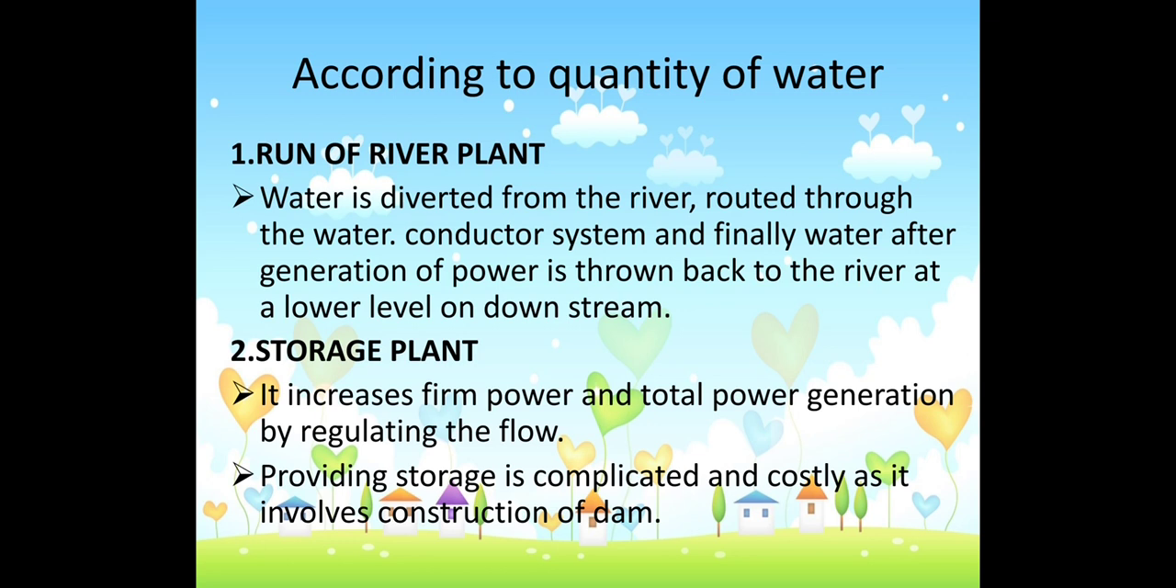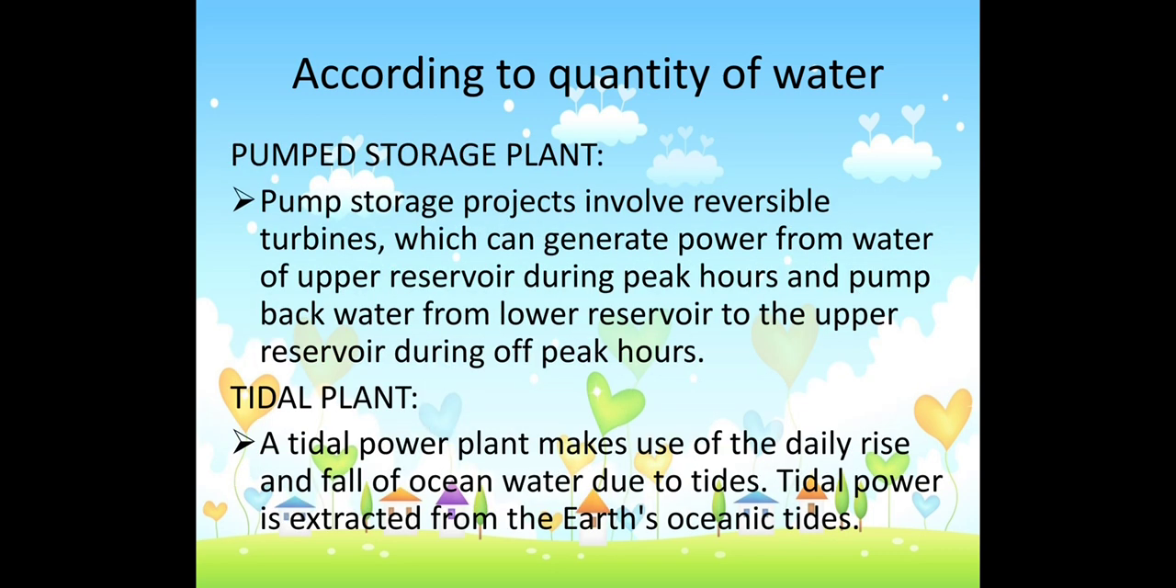It is a stored plant. In India we have a large number of stored plants. According to the quantity of water, the quantity of water is nothing but the availability of water in that area. The pumped storage project involves a reversible turbine which can generate power from the water of the upper storage during peak hours, and pump water back from the lower storage.